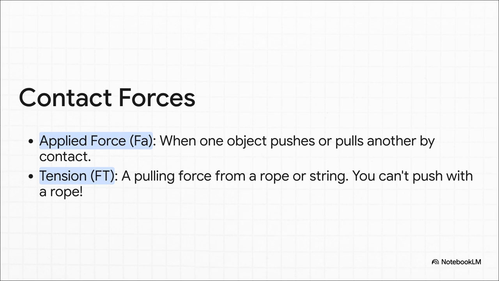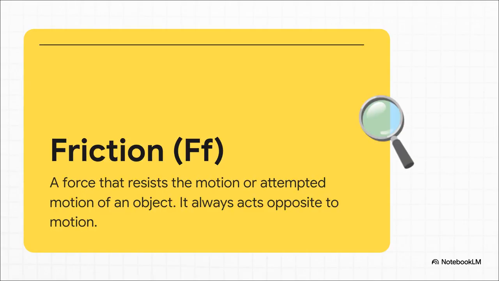You can't push with a rope, it just goes slack. And finally, there's the force that always seems to be working against you, friction. This is the force that resists motion anytime two surfaces are in contact. If you try to slide something to the right, friction pushes back to the left. It's the universe's great resistor.